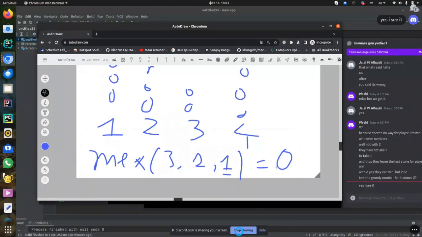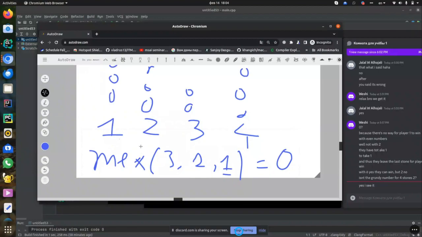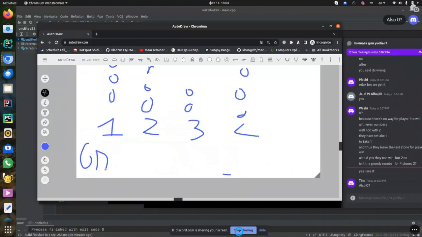You can see here that the mex value is zero, and I assume that Ramazan already told you how to calculate this. Let me try to calculate the Grundy value for five. What will the result be? No, it won't be zero. Why?